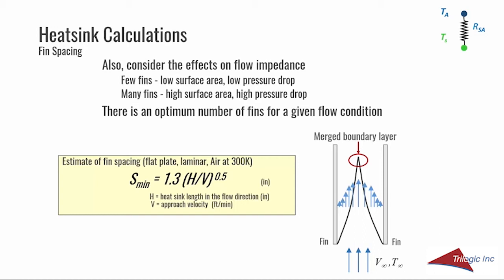The equation shown provides an estimate of the fin spacing given the length of the fin in the flow direction and the approach velocity. This isn't necessarily the optimal fin spacing, but does provide an estimate. With this value, along with the fin length, you can estimate the fin height required for a number of fins or the number of fins required for a specific fin height. Again, this provides a starting point to understand what physical size a heatsink may be required.